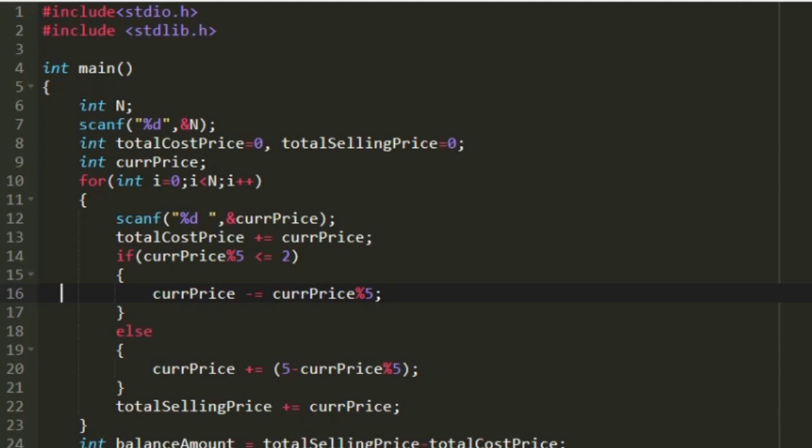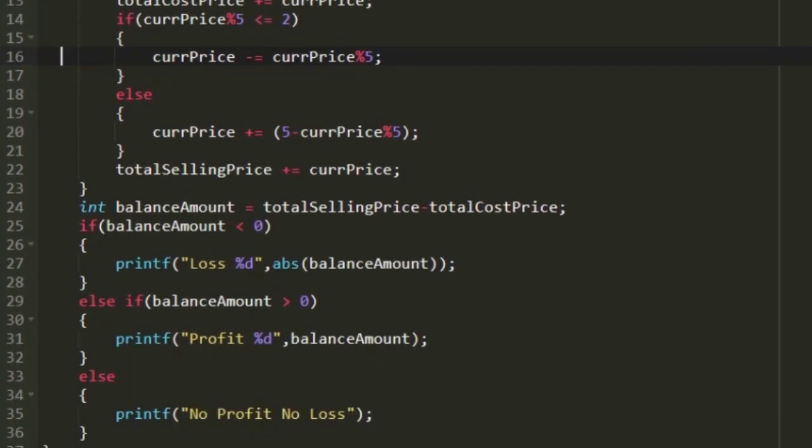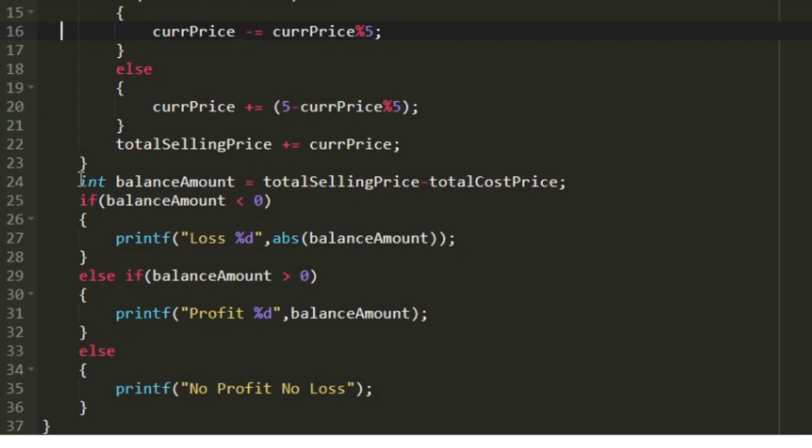After the execution of the for loop, I am creating another new integer variable named balance amount. I am assigning it the value total selling price minus total cost price. That would be the total remaining amount left with that person. Now we have to check whether it is a profit or loss. If the balance amount is less than 0, then it is a loss. So in the first if condition, we are printing loss, and then we need to print the total loss amount, which should be the absolute value. So I am printing ABS of balance amount. That would be the total loss faced by the person.